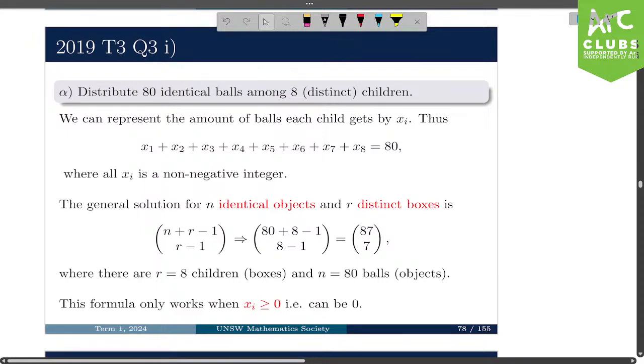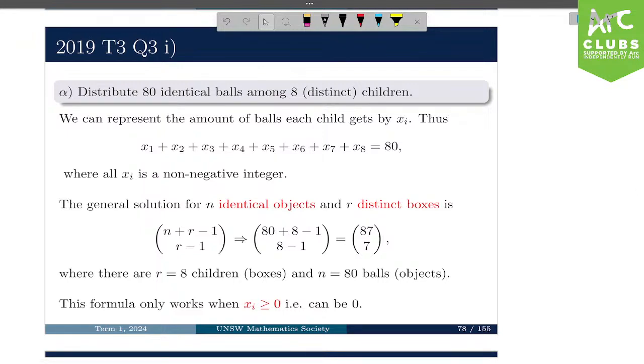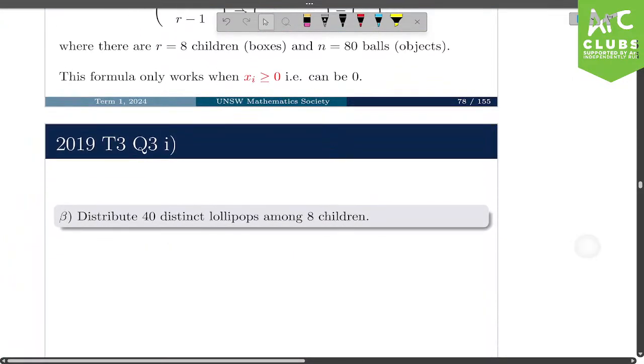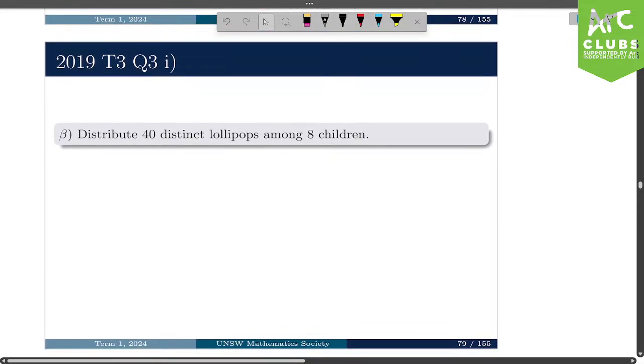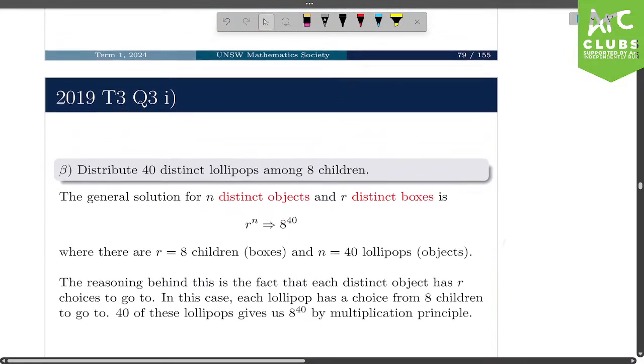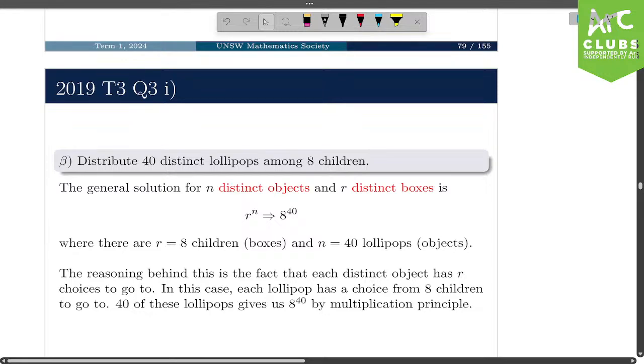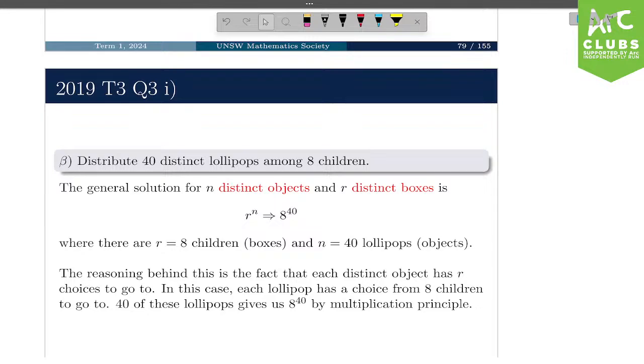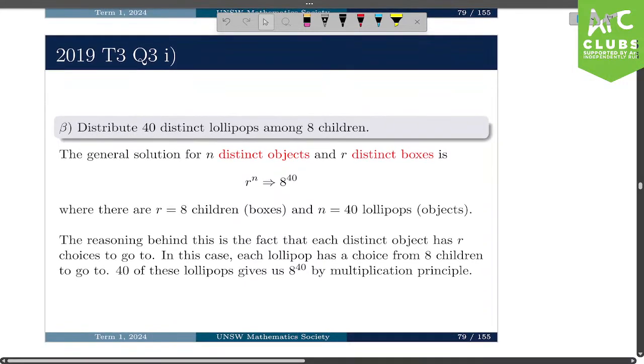So do people understand that, or should I go through it again, or do I need to explain again? Is it fine? Okay. So now we move on to part beta, which is how do we distribute our 40 distinct lollipops among 8 children? So we note that the general solution for n distinct objects and r distinct boxes is r to the n, and we substitute our 8 children, 40 lollipops. I'll just briefly go over why this works. This is a lot more intuitive than the first one.